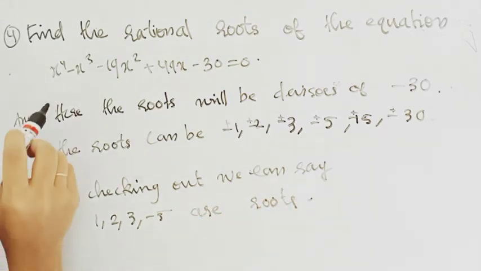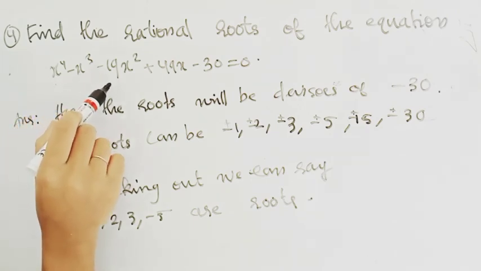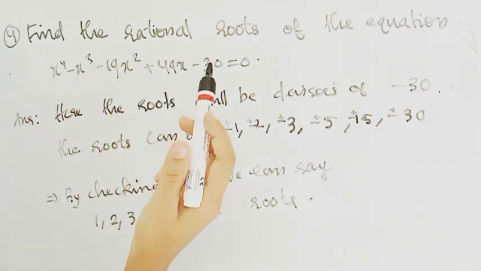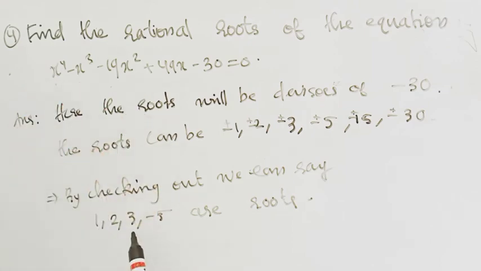Okay, but it is 1 raised to 4 plus minus 1 cube minus 19 plus 49 minus 30 is equal to 0. Same with 2, same with 3 and minus 5. So these are the roots. This is a simple question. Now we can go to another topic, that is multiple roots.